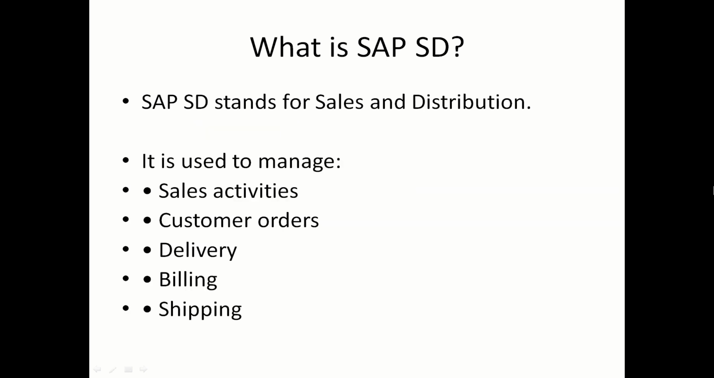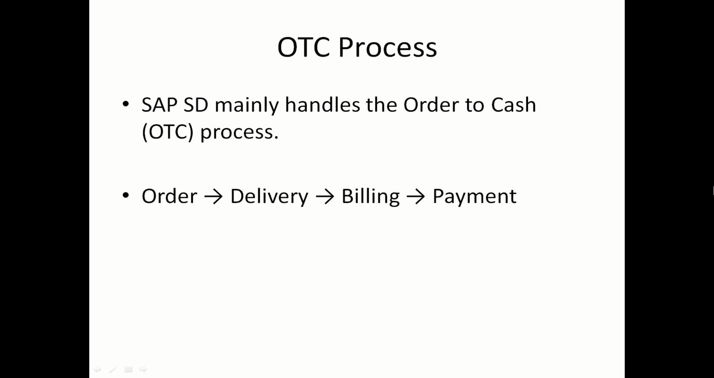Now, what is SAP SD? SAP SD stands for Sales and Distribution. It is a core module in the SAP software. It is a functional module in SAP used to manage the various sales activities, customer orders, deliveries, billing, and shipping. SAP SD mainly handles the complete sales process from inquiry to payment collection. This process is also called the order to cash process.